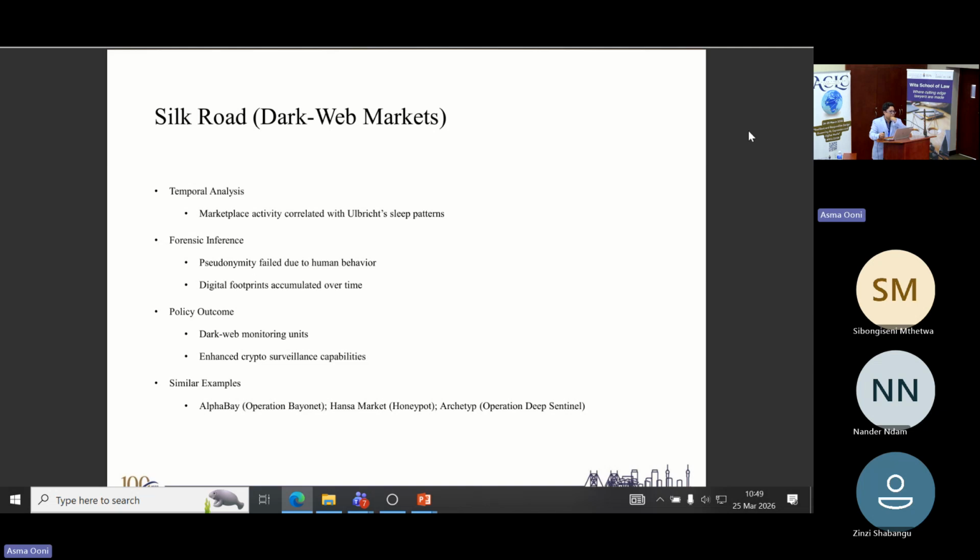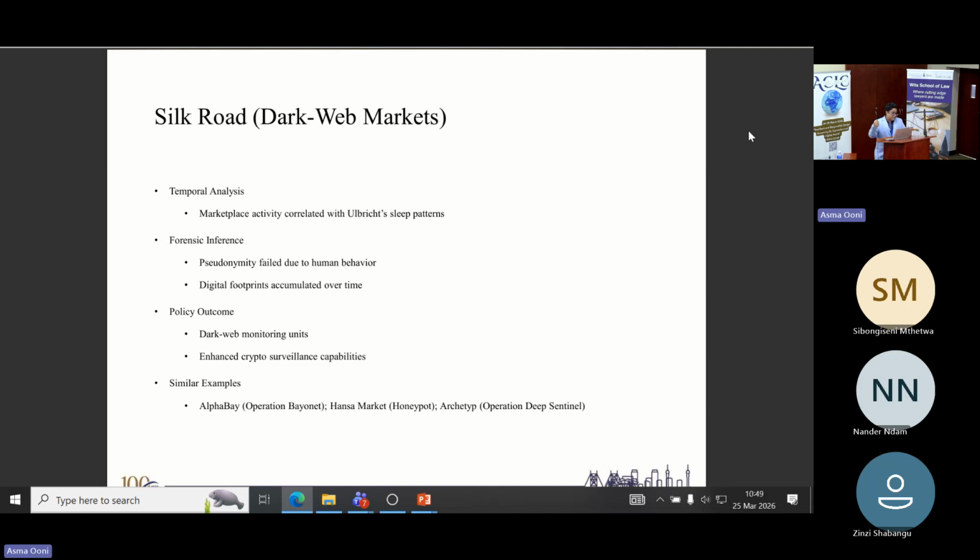Again, if you look into the law book, there is no such law which says you can put this as evidence. But since it is evidence-based and you are providing it to the court, it is admissible, and by that way this particular person got caught. So here, pseudo-anonymity failed due to human behavior. Even though Tor tried to hide him, after all he's a human. Due to his behavior he was caught, and he left a digital footprint which is very difficult to remove. So what is the policy outcome?